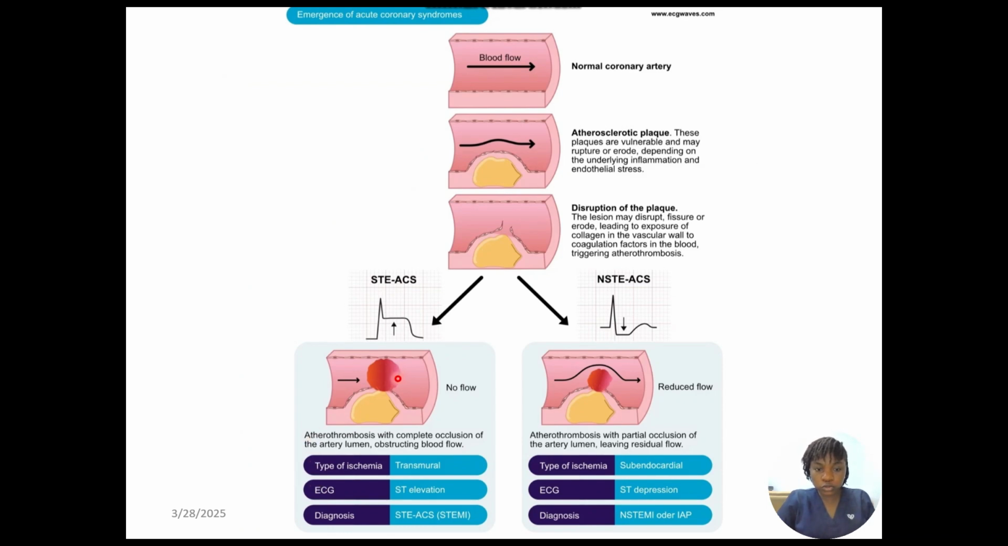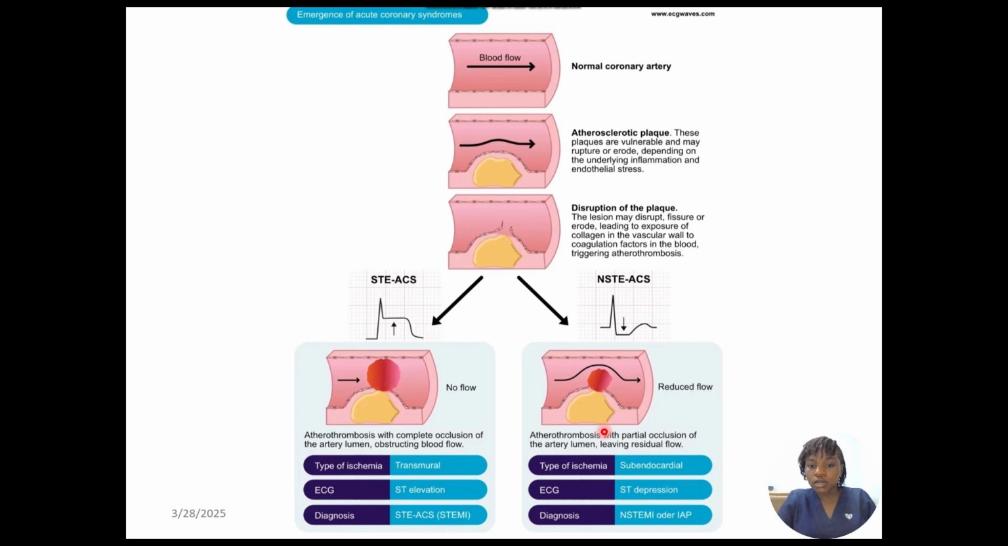Now, when there's a complete occlusion, it results in inevitable death and damage of the myocardial tissue, and this leads to ST elevation acute coronary syndrome or ST elevation myocardial infarction, with also release of cardiac enzymes, including troponin, into the bloodstream. Now, this causes a transmural damage to the affected area of the heart muscle. Now, for partial occlusion, it causes a non-ST elevation acute coronary syndrome, and this is because there's still some residual blood flow through the partially occluded vessel, as seen here.